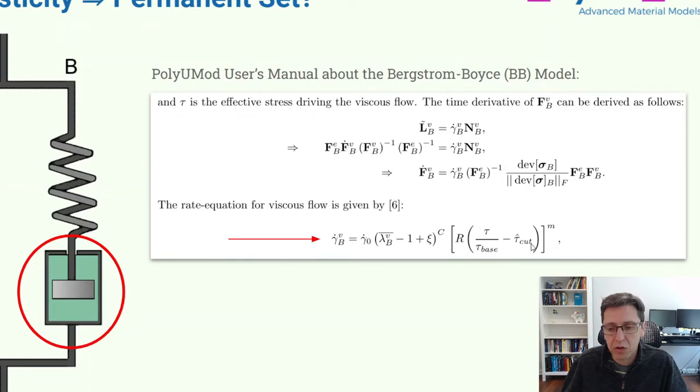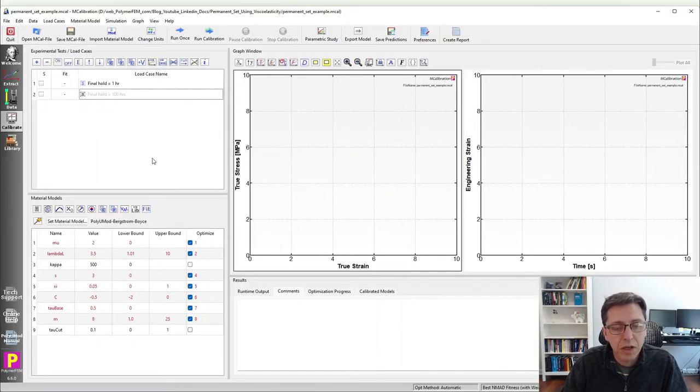The tau cut has a strong value on the permanent set that's predicted by this kind of model. So let's take a look at this by using MCalibration. So here is a window of MCalibration. In order to set it up to save a little bit of time, I have the PolyUMod Bergstrom-Boyce model here. This is a hyperelastic model that has some flow equations here that we talked about on the previous slide. Tau cut is this value, M is 8 in this case.